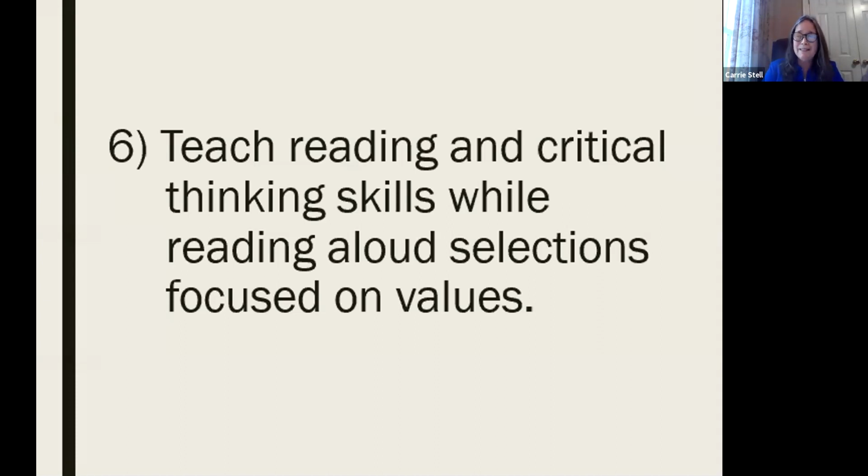I do believe that you can teach reading and critical thinking skills while reading aloud anything. And if you're focused on values, things that are encouraging, or people who have overcome obstacles, we can do that and prepare for high school equivalency tests. I'm going to talk more about this and get a little more specific about how I do this in my classroom. So I'll return to this 6th item shortly.